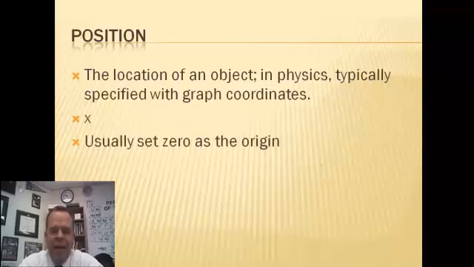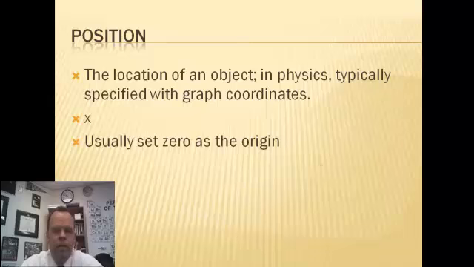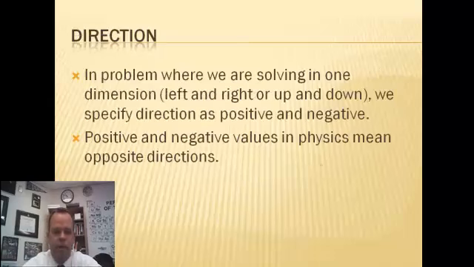Position is defined as the location of an object. In physics, we'll typically specify this with graphical coordinates. So if we're dealing with the x-axis, for example, we set the origin as our 0 point, and then we tell how far away from the 0 point the position of an object is located. The variable that we use for position, which you learned in your units and variables video, is x, and we're generally going to use a position with meters as the units. We will generally set the origin as 0. That's not required, but that's generally what we're going to do to make things as easy as possible.